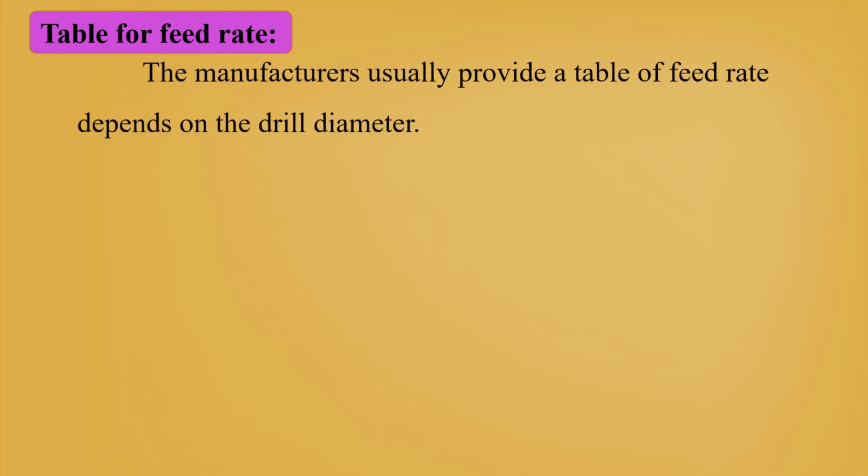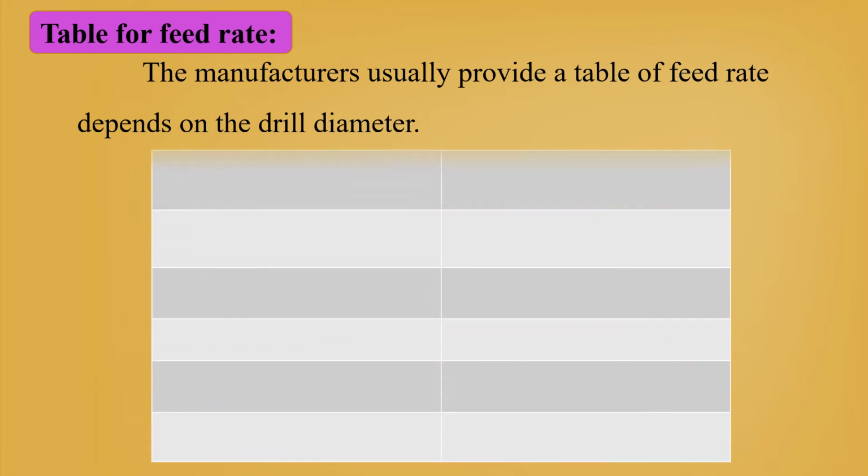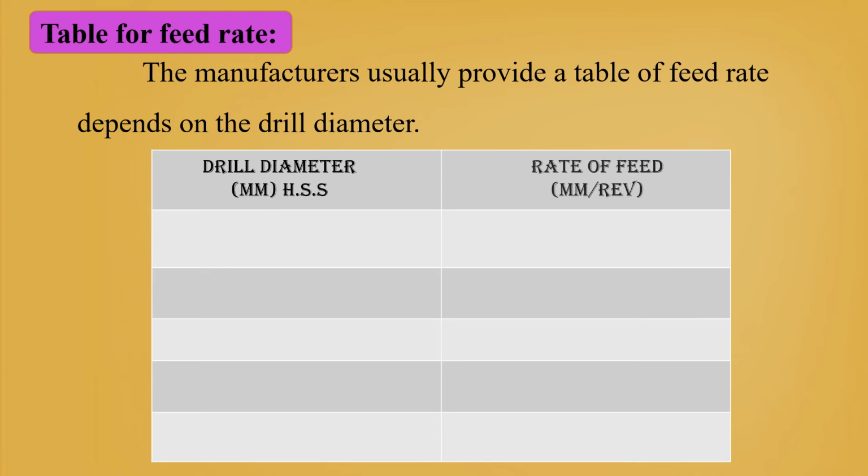Table for feed rate. The manufacturers usually provide a table of feed rate depends on the drill diameter. Drill diameter, millimeter, HSS. Rate of feed, millimeter per revolution.